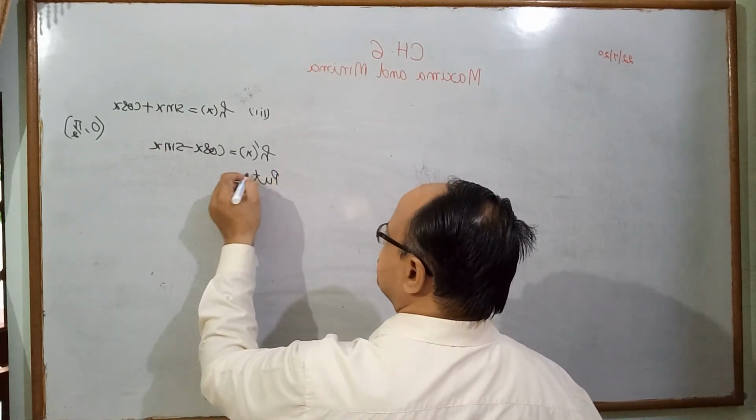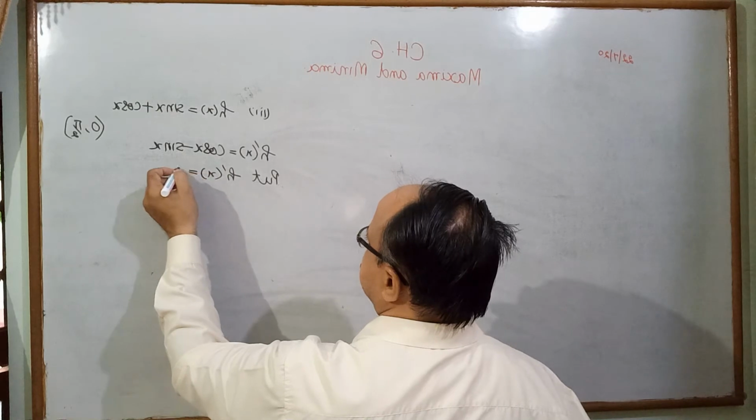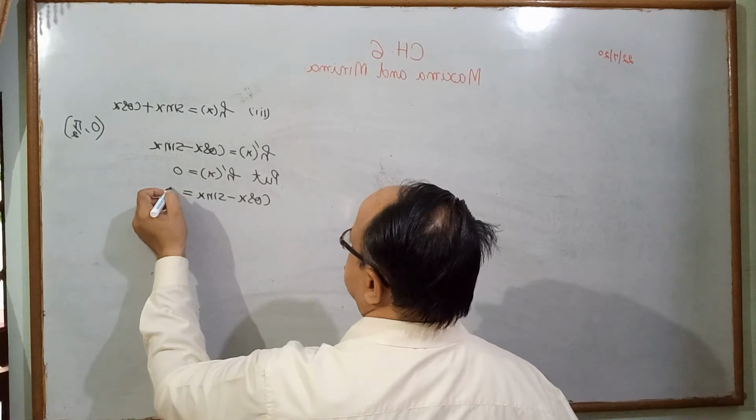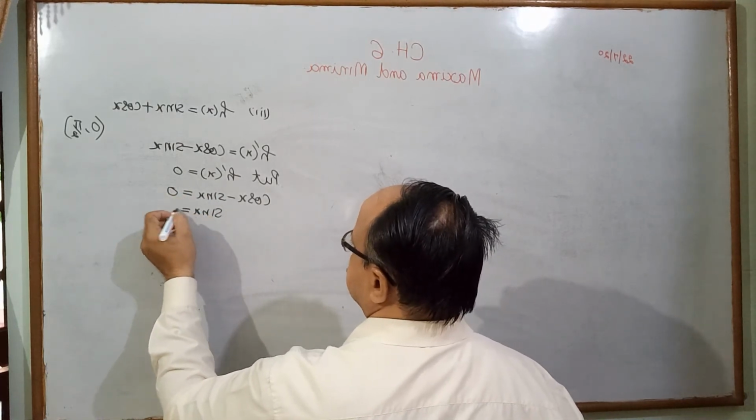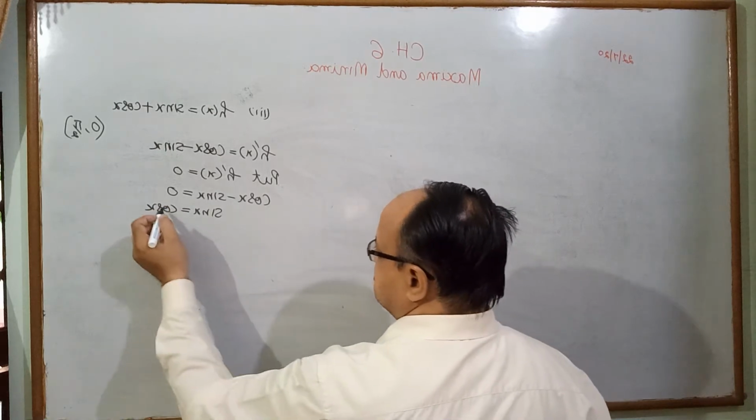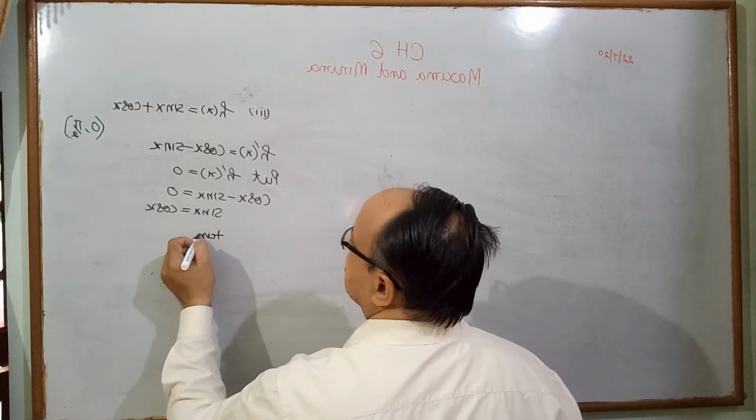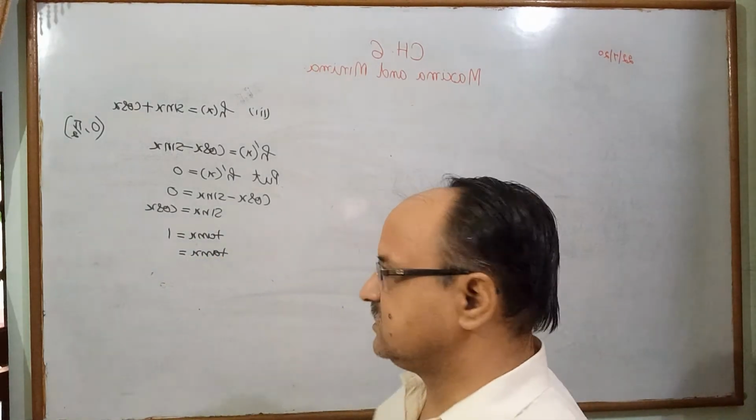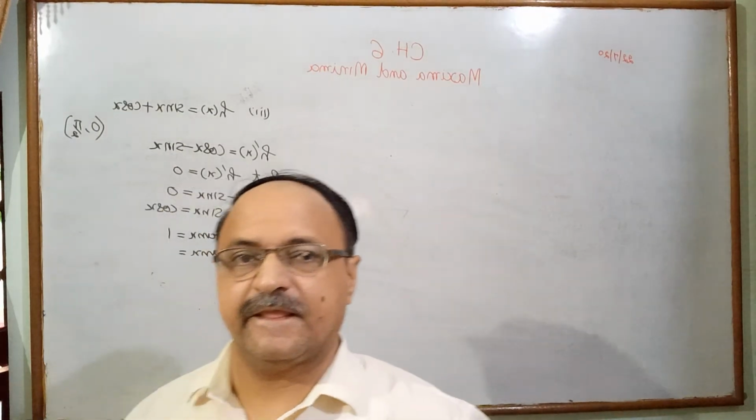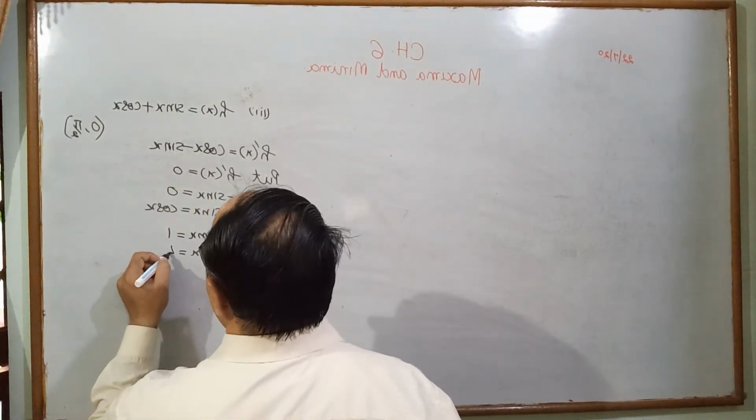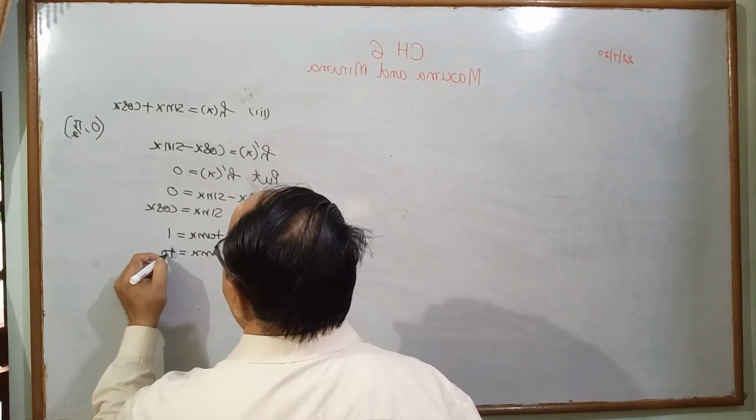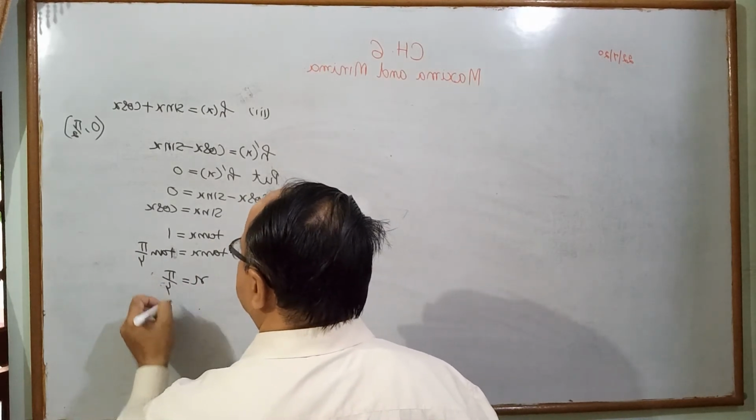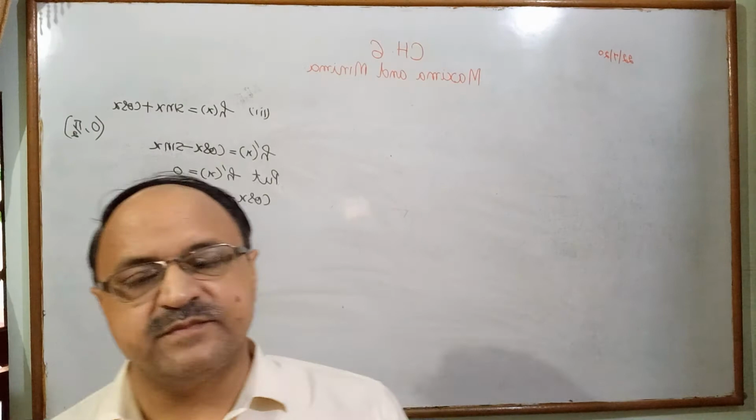The next step is put h dash x is equal to 0. Therefore cos x minus sin x is equal to 0. Therefore sin x is equal to cos x, and sin by cos is tan, so tan x is 1. Can you tell me the value of tan for which degree? That is 45 degrees, tan pi by 4. Therefore you can say x is equal to pi by 4. So pi by 4 is the turning point of this curve.